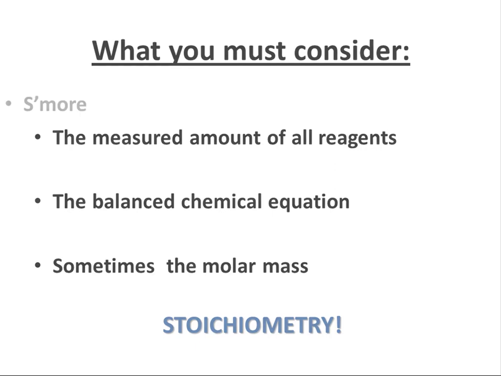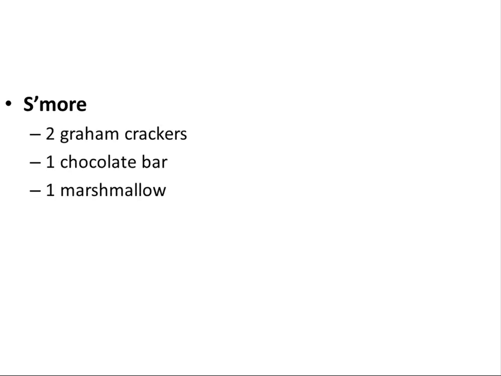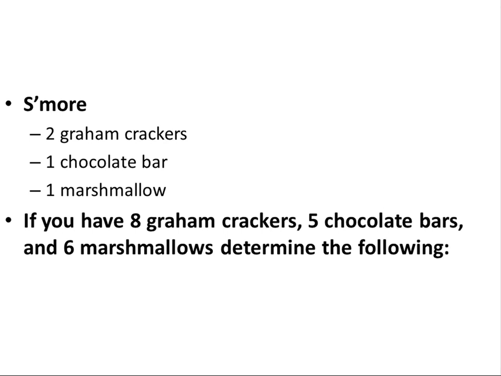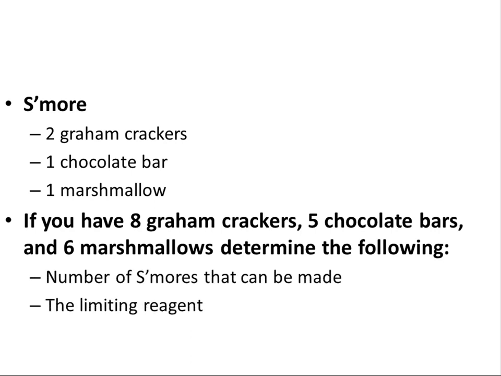Let's return to our s'mores analogy to help us better understand how to solve a mathematical limiting reagent problem. To make a s'more, one must have 2 graham crackers, 1 chocolate bar, and 1 marshmallow. If you have 8 graham crackers, 5 chocolate bars, and 6 marshmallows, determine the following: the number of s'mores that can be made, and the limiting reagent.